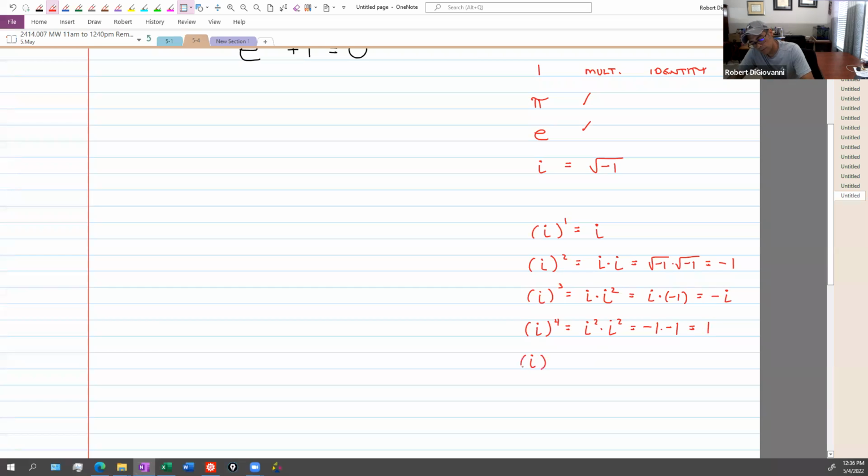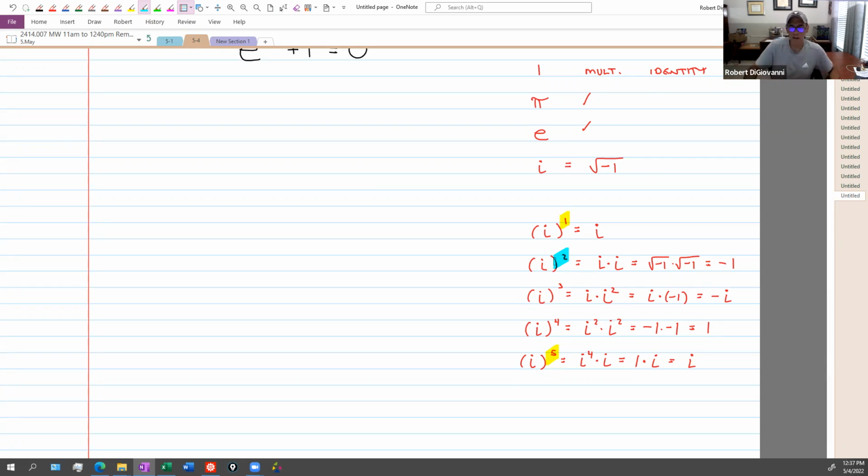i to the 5th power would be i to the 4th times i, which is 1 times i, right? Because i to the 4th was 1, and that's just i. So aren't we back where we started? We've completed a cycle. We started with i to the 1st, went through the 2nd power, 3rd power, 4th, and now we're back to i. Which means that if we have i to the 1st or the 5th or the 9th or the 14th, it should be i. If we have squared or 6th power or 10th power, it should be -1. Am I making sense? This is going to keep cycling through.